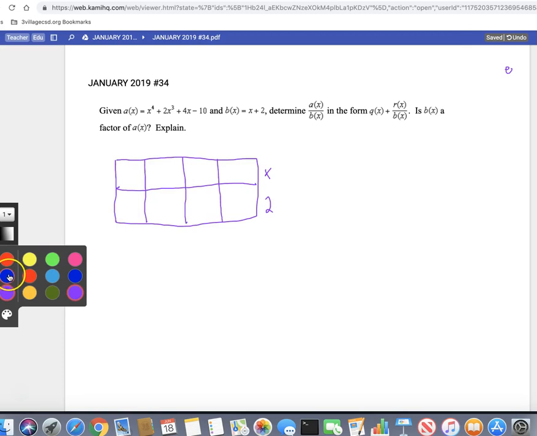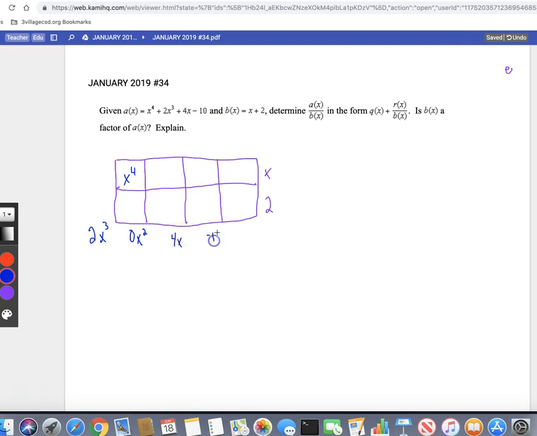As always is the case, when we do a reverse tabular division, we want to start on the upper left-hand portion of our table, and then we can fill out the outer parts. We would have 2x cubed, but you have to be careful. After 2x cubed, we have 4x, and to go from x cubed to 4x, we're skipping over x squared in our dividend. So remember, we have to put a placeholder here of 0x squared, and then we can continue with 4x and negative 10. So now we've completed the outer portion of our table, and we can start working backwards to get our answer.